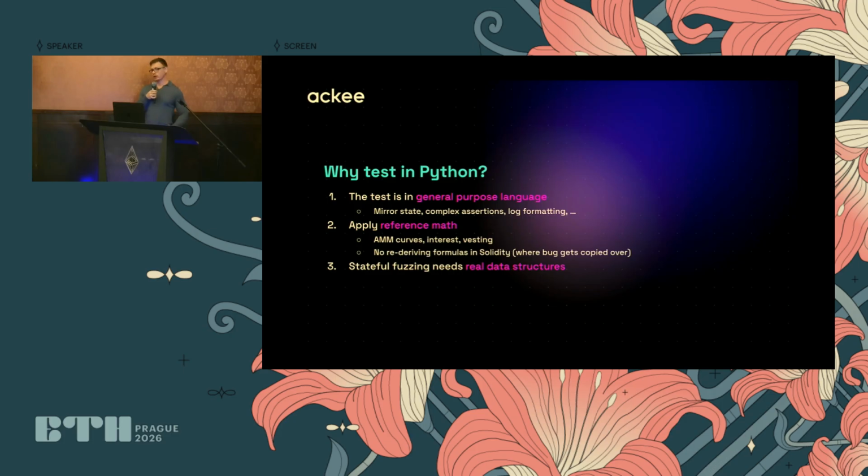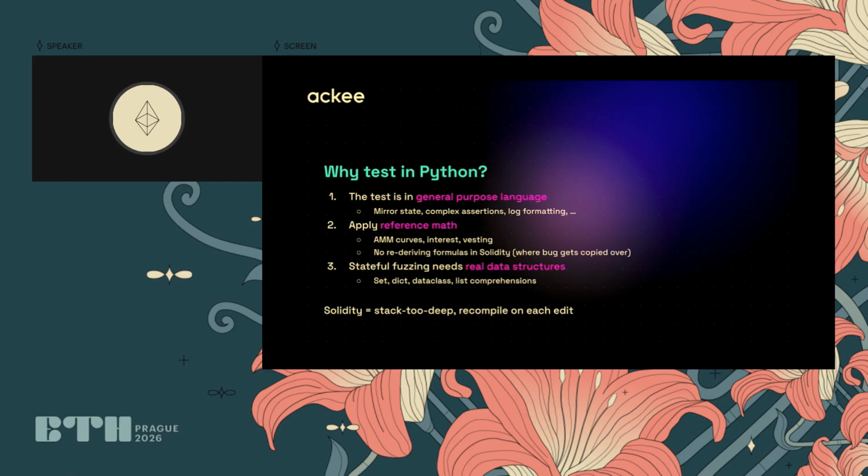One important thing from my point of view is that you often need some real data structures like queues, data classes, and this kind of stuff. This is not present in Solidity, and you have to somehow emulate or write it yourself, which is annoying. It increases the code you have to maintain, while in Python you have everything prepared and it's just ready to be used. And yes, one more important thing: with Solidity you often encounter stack too deep, but you also have to recompile on each edit. So each time you update your test, you have to recompile and somehow rewrite your test, which is quite annoying.